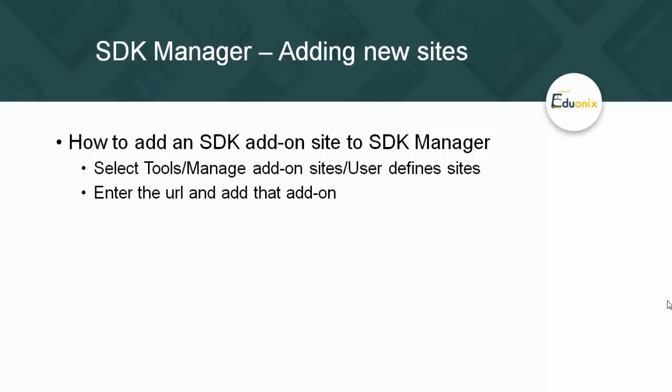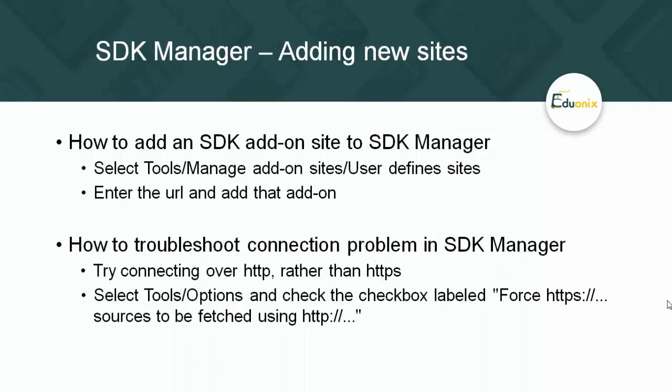If a carrier or device manufacturer has hosted an SDK add-on repository file on their website, follow these steps to add their site to the Android SDK Manager. Select Tools, Manage Add-on Sites, User-Defined Sites, New. Enter the URL and click OK. If you encounter a problem connecting to a site in SDK Manager, then check whether you are accessing it via the HTTP protocol. For this option, select Tools, Options, and click the checkbox labeled Force HTTPS, Sources to be fetched using HTTP.